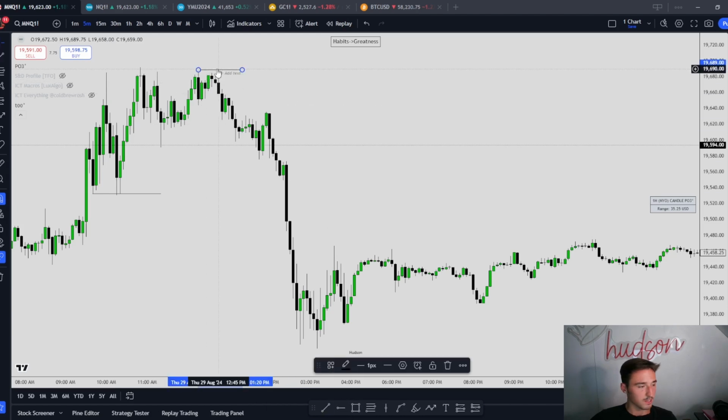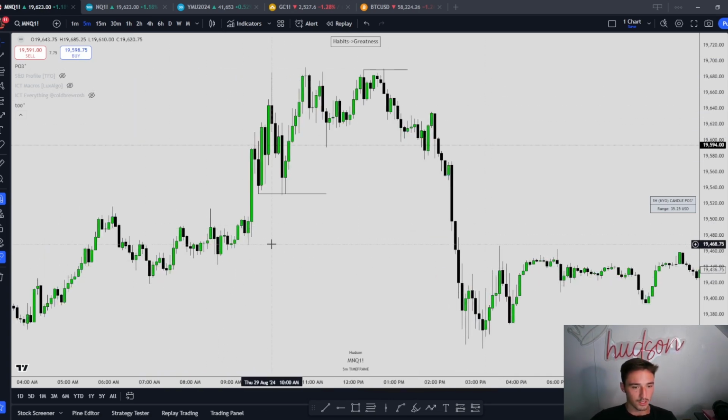Purge buy stops, doesn't matter how far it goes above it. It can go a tick above it, that's still a purge on buy stops, or sell stops, whichever one. Go down, purge sell stops.